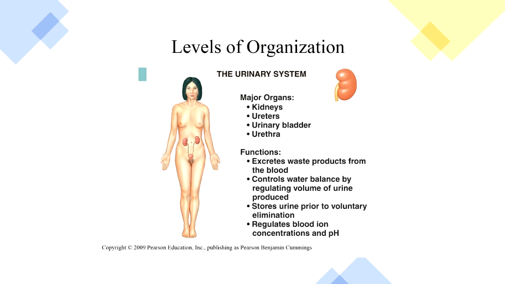Then we have the urinary system. This gets rid of waste from the blood. So the organs involved are the kidneys, the ureters, which are the tubes that lead to the bladder, the urinary bladder, and then from the bladder we have the urethra, which is the tube that the urine exits out of.